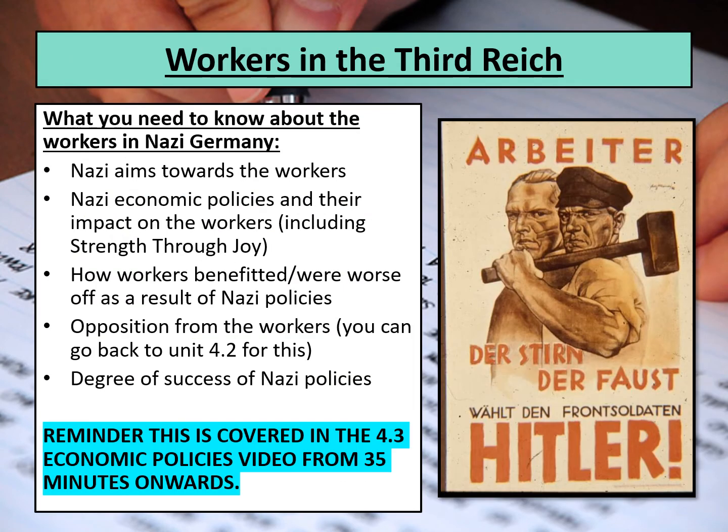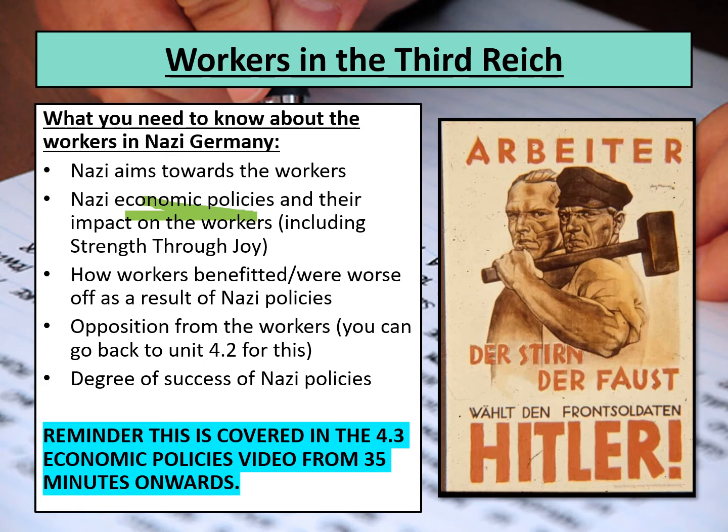As part of Unit 4.4, you do need to know about Nazi policies towards the workers, but remember this is in a separate video in 4.3 on economic policies from 35 minutes onwards. So what you really need to make sure that you know about the workers in Nazi Germany is what their aims were towards the workers, what the economic policies were and their impact on the workers as well, including things like how they created the German Labour Front, the DAF, and the Strength Through Joy movement, the KDF.